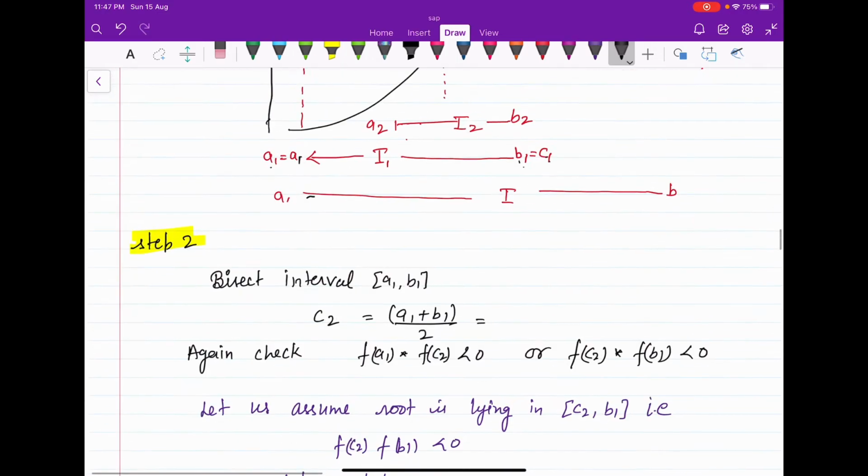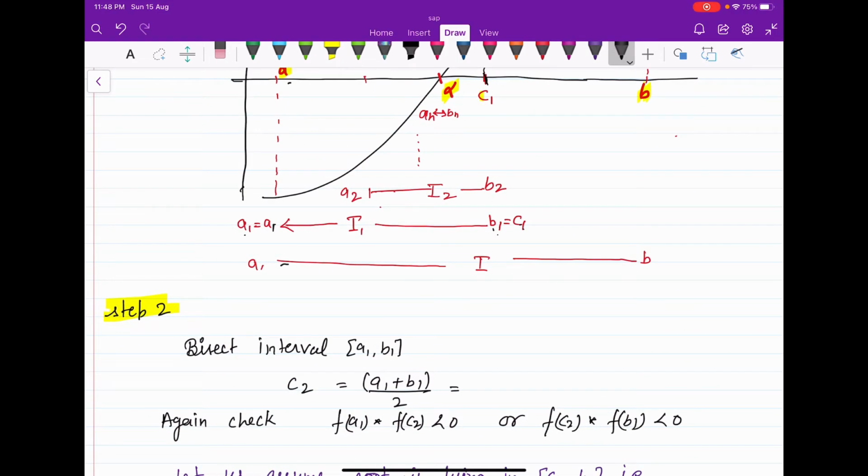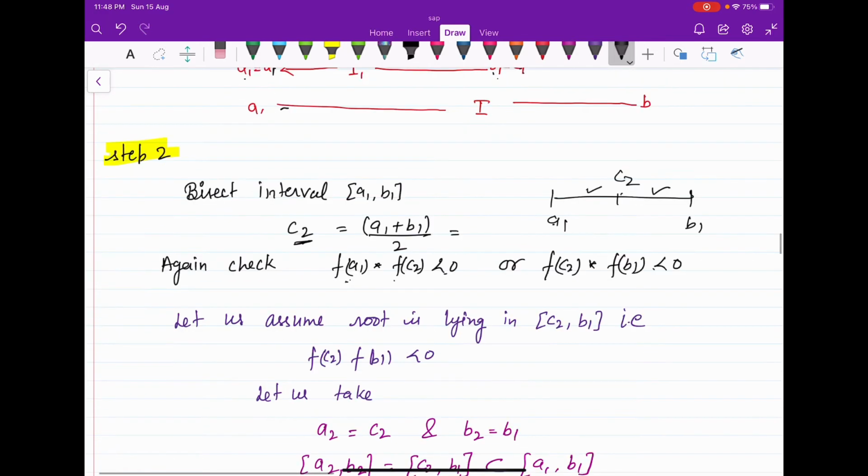Similarly, we can bisect the interval A1 B1. Again, what we will do? We will compute the midpoint of A1 B1, that is C2, equal to (A1 plus B1) upon 2. Again, we will check the condition f of A1 times f of C2 is less than 0. Now we are computing C2. Either the root is lying here or here. So either f of A1 times f of C2 is less than 0, or f of C2 times f of B1 is less than 0, any one of the cases will hold.